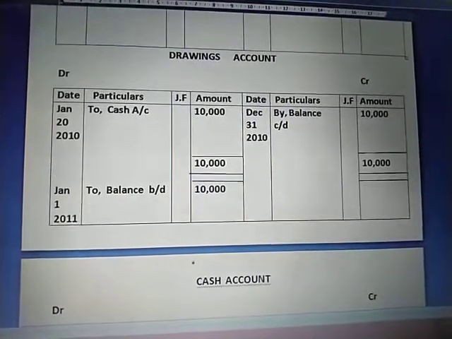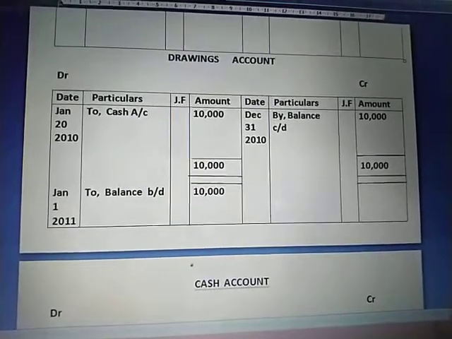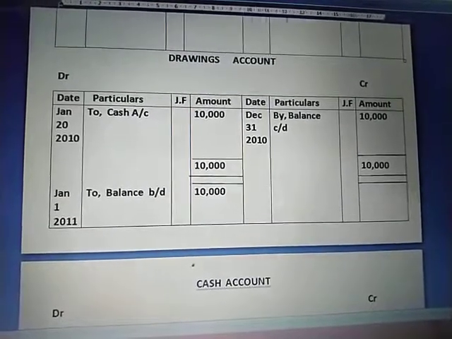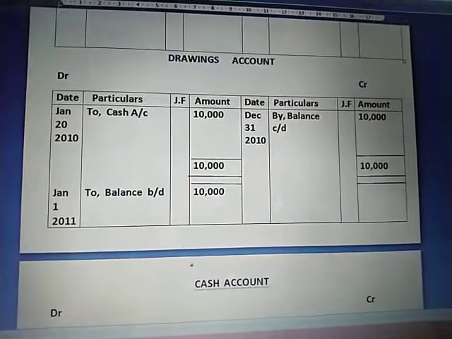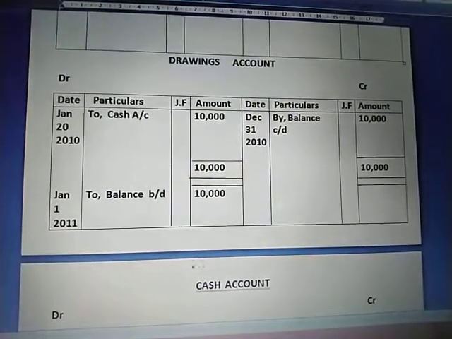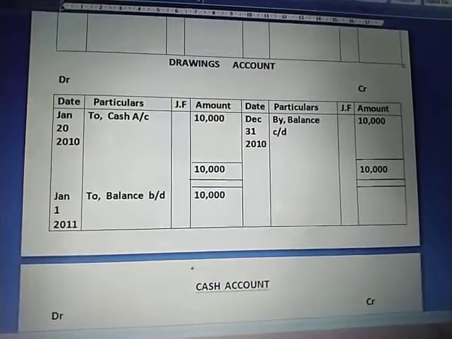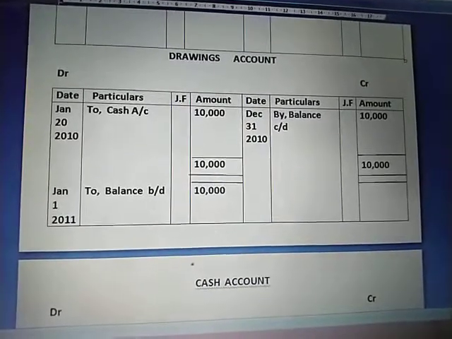And since there are no more transactions related to drawings, on December 31st we write it as by balance CD 10,000, we balance it and then bring this balance on 1st Jan 2011 as by balance brought down 10,000.